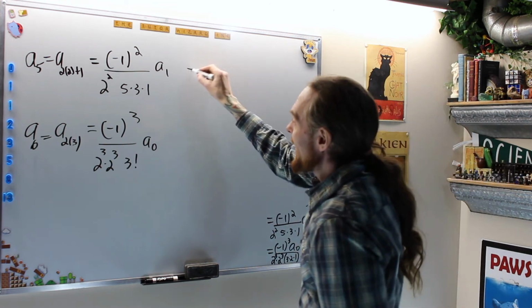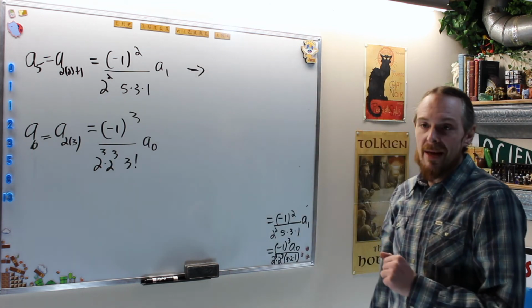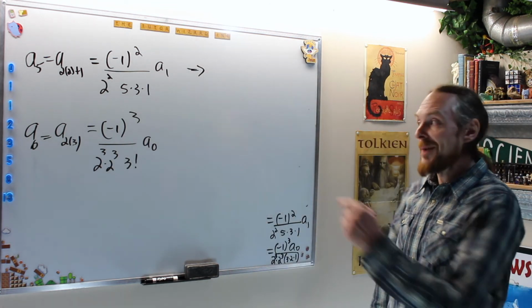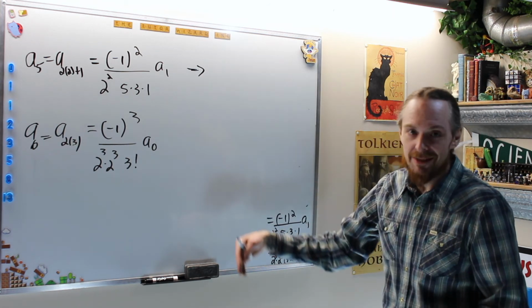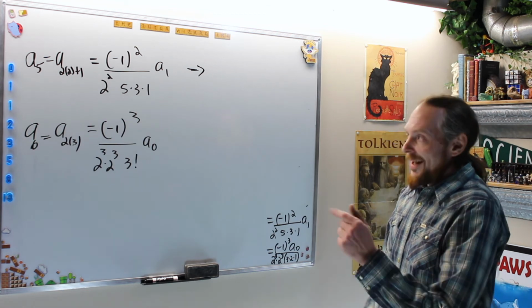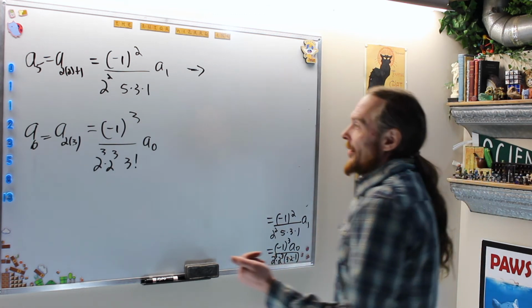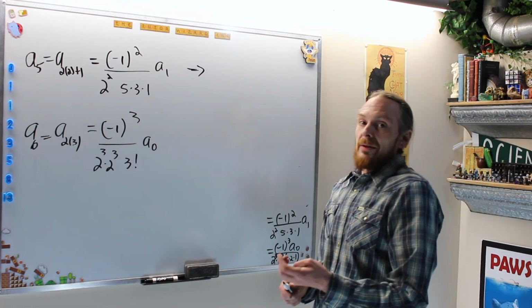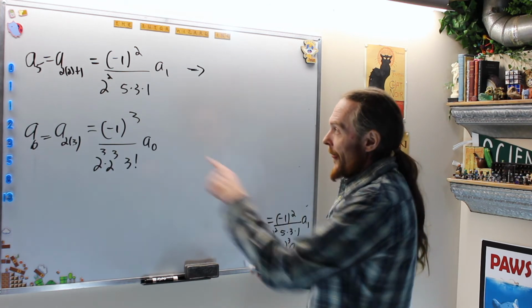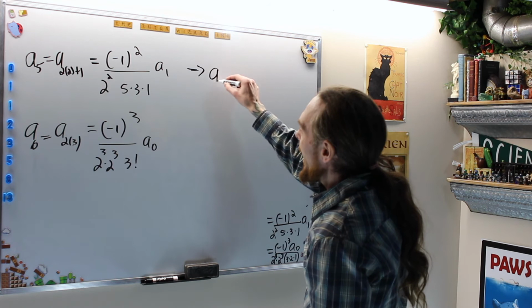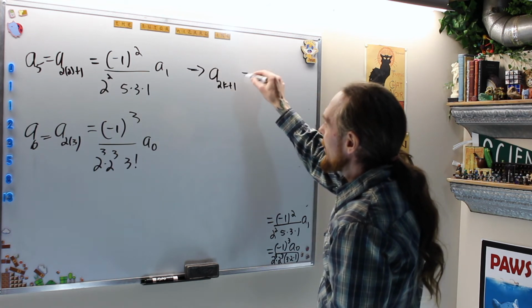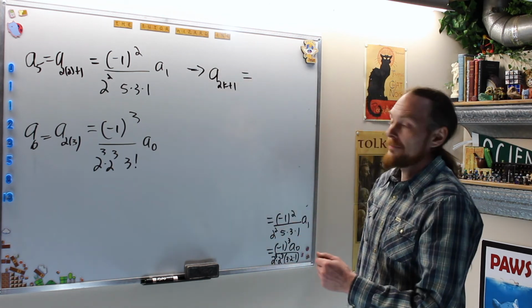So I'm going to say that, and we would have to actually prove this by mathematical induction. We'll do this one in another video. I'll prove that these are actually the formula for every n by induction. What's mathematical induction, you ask? Good question. Next video. So from this, I suspect that a_{2k+1} is going to be equal to what?